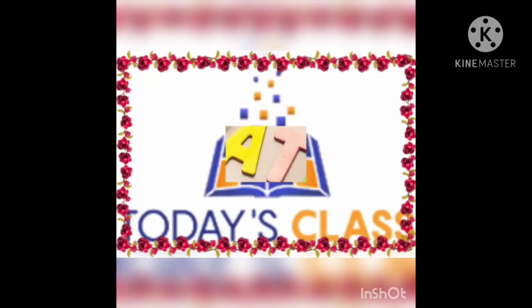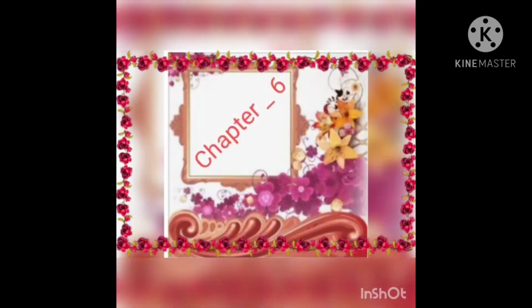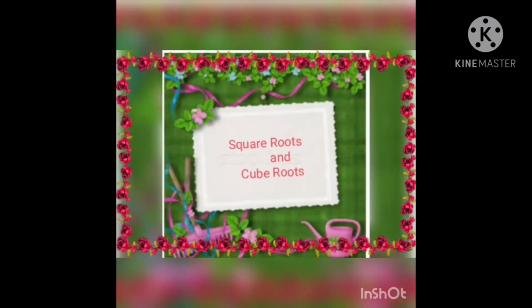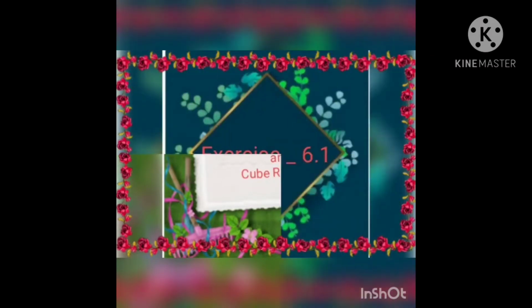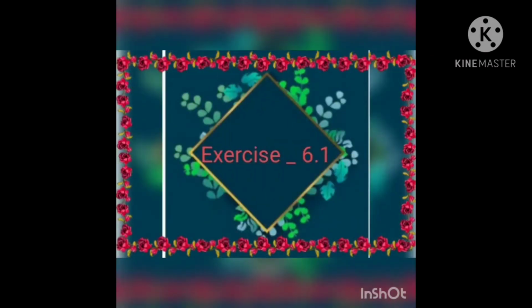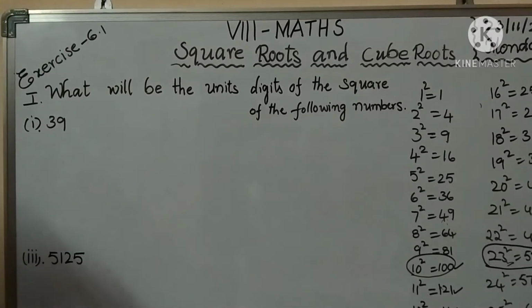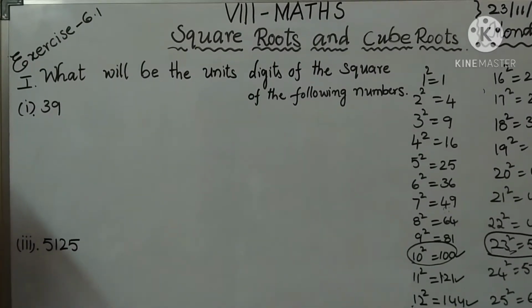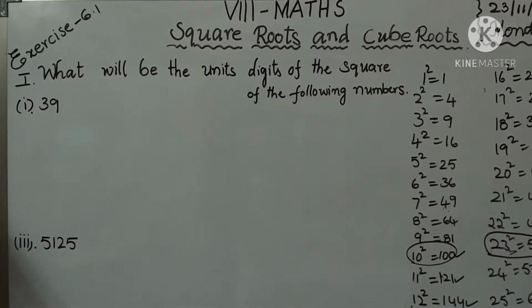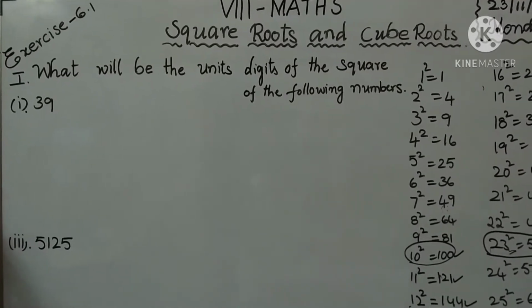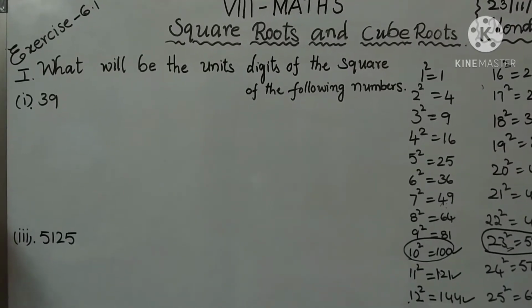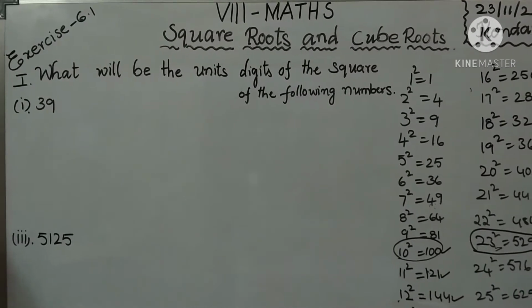Today's class: in the previous classes, try these problems from Chapter 6, Square Roots and Cube Roots. Exercise 6.1, solve the problems. Before the class, do these problems and try to complete them. Today we are discussing Exercise 6.1.